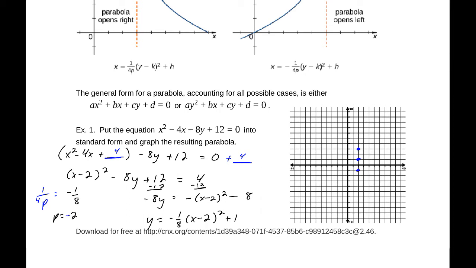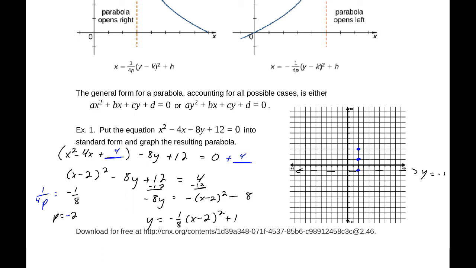Alright, so it's going to be facing down, we have our vertex, and I don't really want to guess at this, but I can go ahead and tell you my directrix is this line right here. My directrix is y equals negative 1. Okay, based off our p-value and where my focus is.